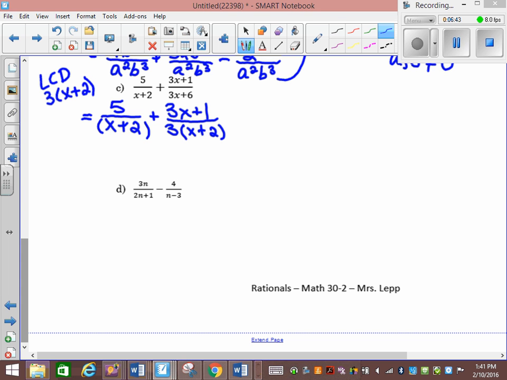So always check if you can take out a GCF, or check if you can do a difference of squares of the denominators and see if maybe something can be common then. So this one I can times by 3 and 3. And then they're the same. So I get 15 over 3 times x plus 2. And I don't ever distribute my bottoms. I leave them separate like that. Plus 3x plus 1 over 3 times x plus 2.